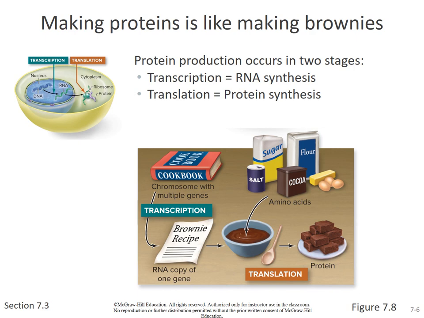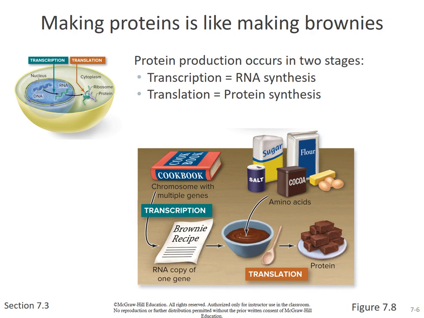When you need to get a recipe from the book, you open it up and you copy the recipe onto a piece of paper from the book. This is just like transcription. You are transcribing the recipe from the book onto a piece of paper. The cookbook is the DNA. The new piece of paper is this messenger RNA molecule.